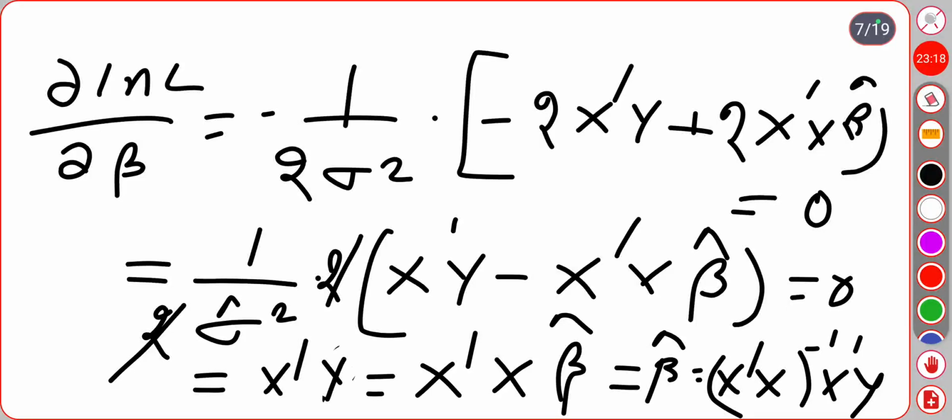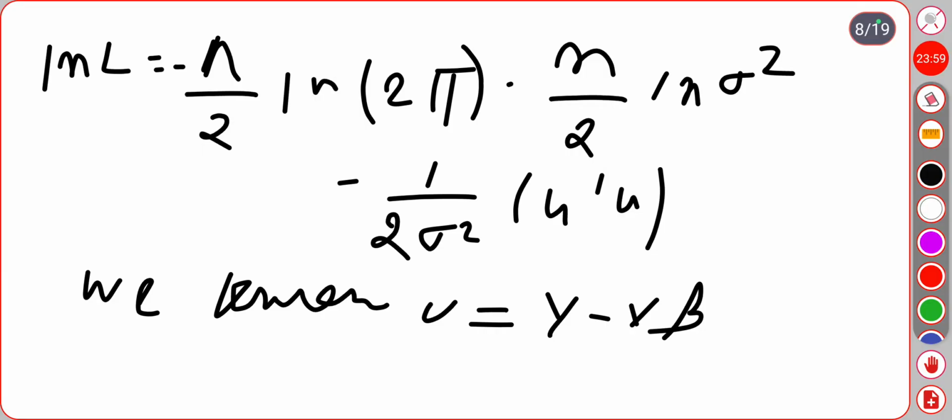Sigma hat is also estimated in the next line. So 2 is common, and in the bracket term there is x prime y minus x prime x beta hat, and it's equal to 0. So x prime y is equal to x prime x beta hat, and then beta hat is equal to x prime x whole inverse into x prime y. And after taking derivative with respect to beta, we are taking derivative with respect to the parameter sigma square. Before going to that derivative, just rewrite the equation.